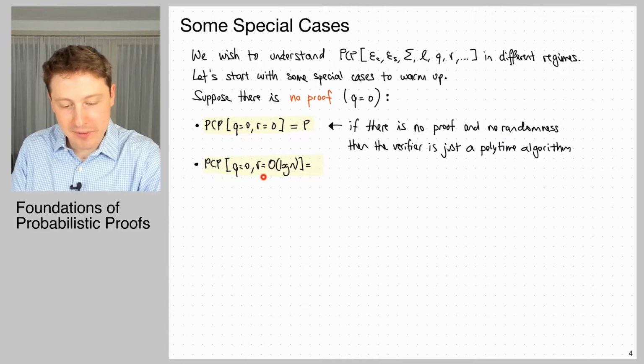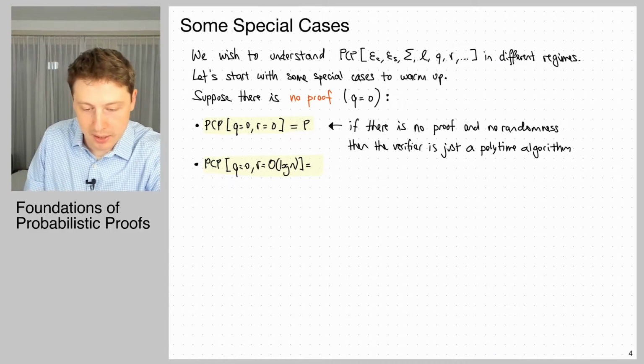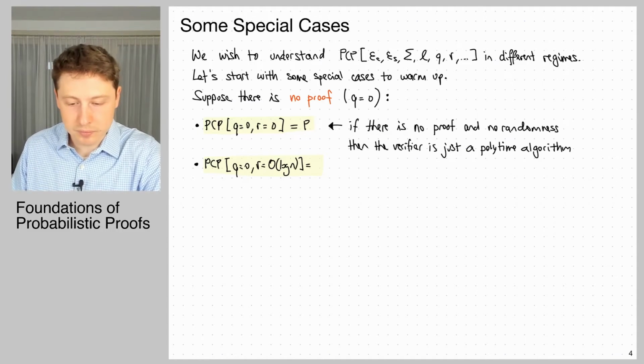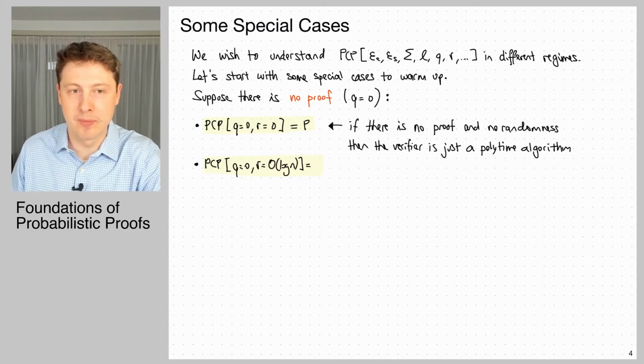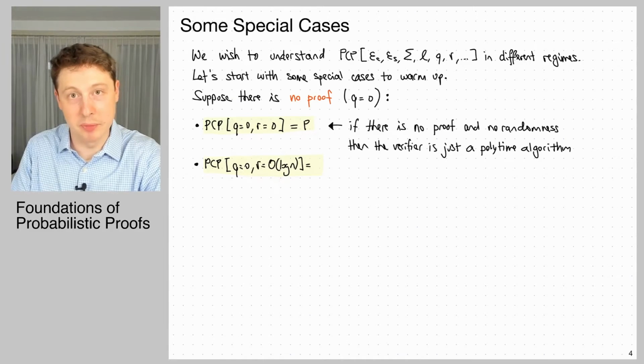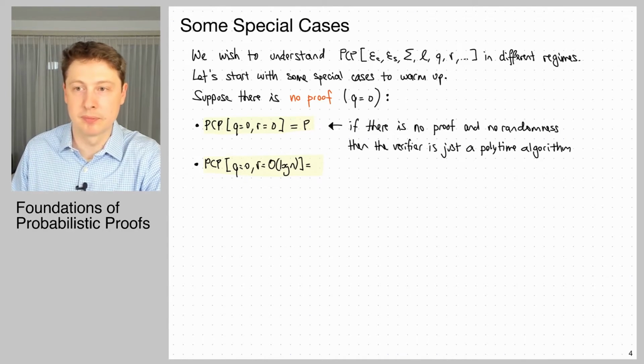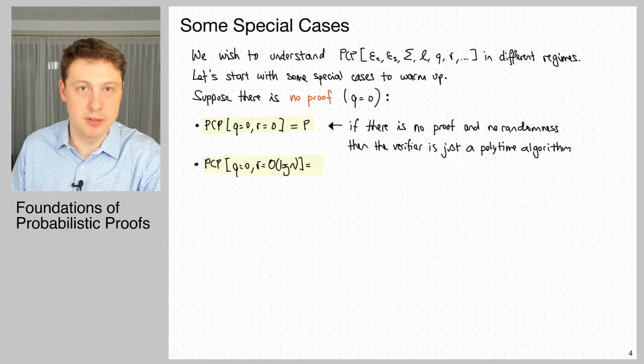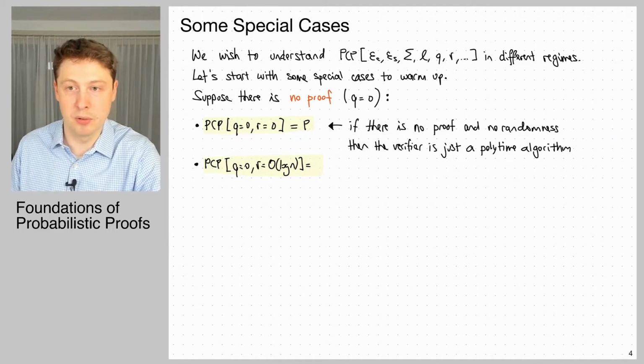Okay, let's say that I give a wee bit of randomness, log n random bits. What complexity class may I get now? Still allowing no proof, just a little bit of randomness. Is n the size of x? Yes, generally n will be the size of x, which is the size of the input instance to the verifier.